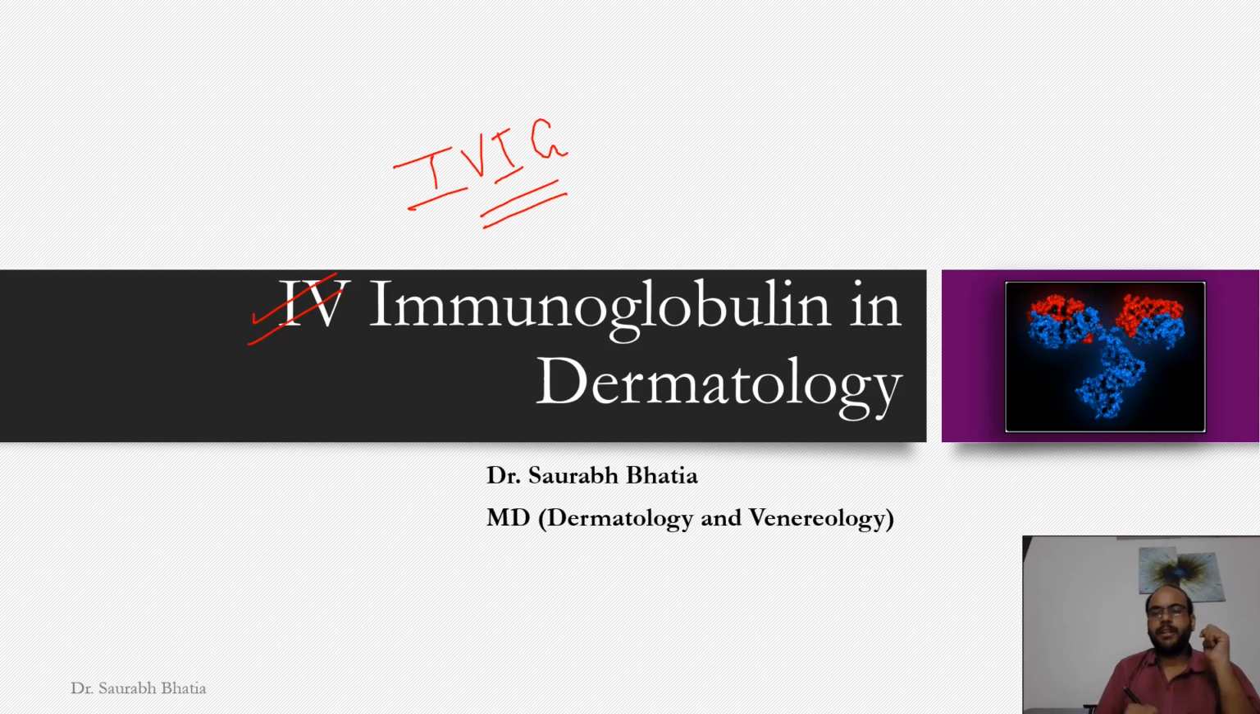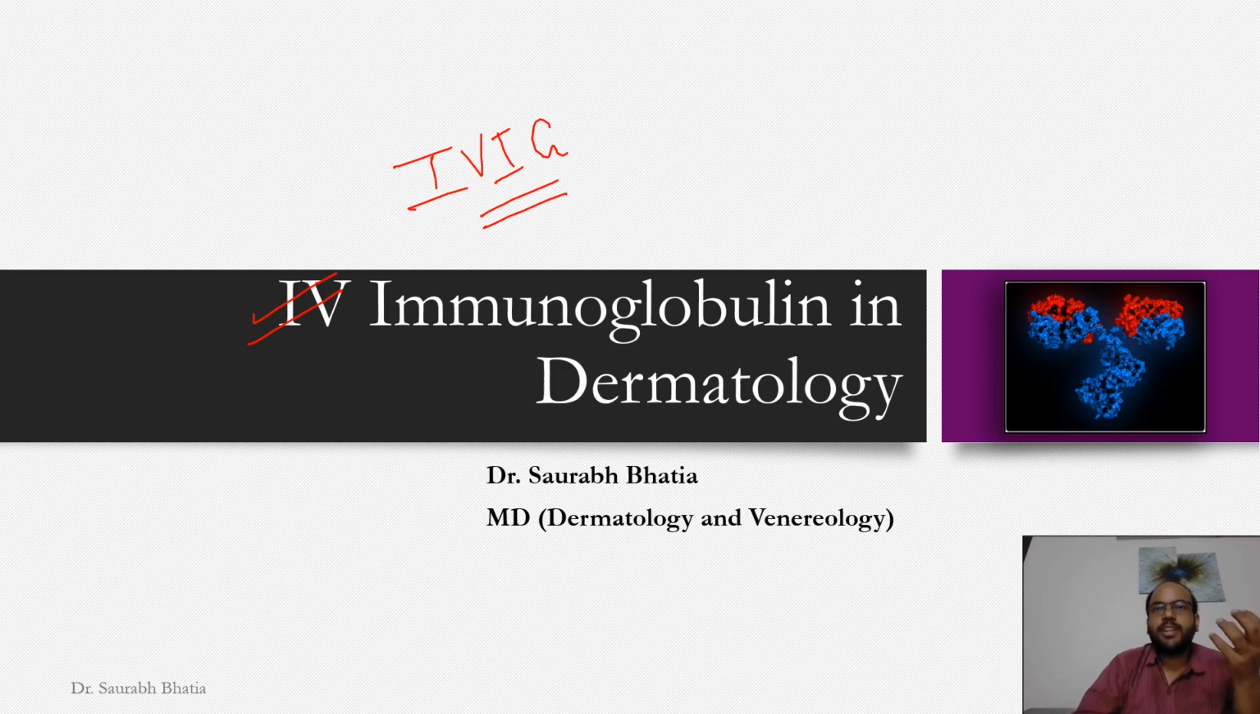Intravenous immunoglobulin in dermatology. Now this might be a drug which many of the residents would not be very comfortable with, because this drug is not used that commonly. First of all, it's a costly drug. The only reason you will have access to it is because it's being provided free of cost in government hospitals. Maybe that is why you might come in contact with IVIg. Otherwise the cost is a very prohibitive factor for this drug.